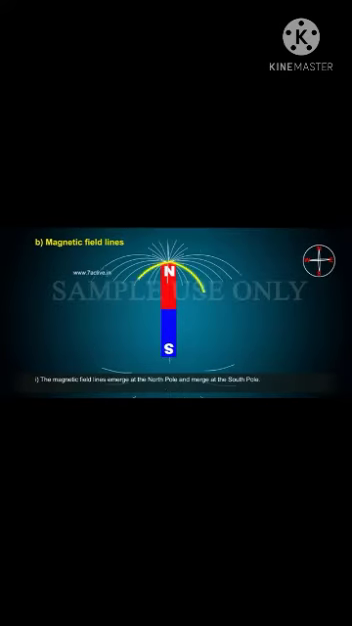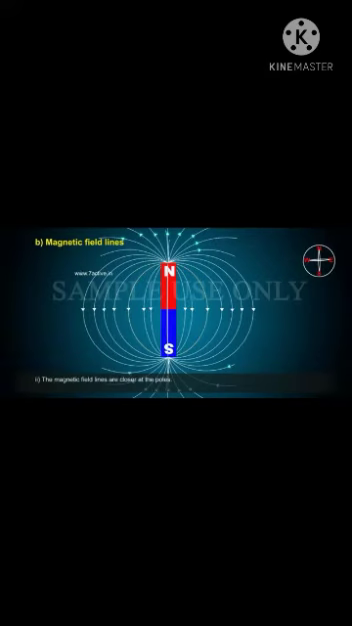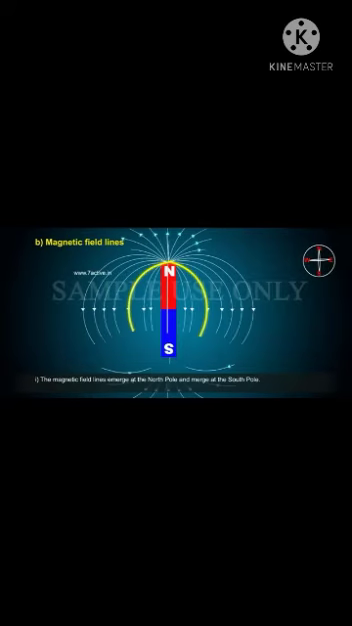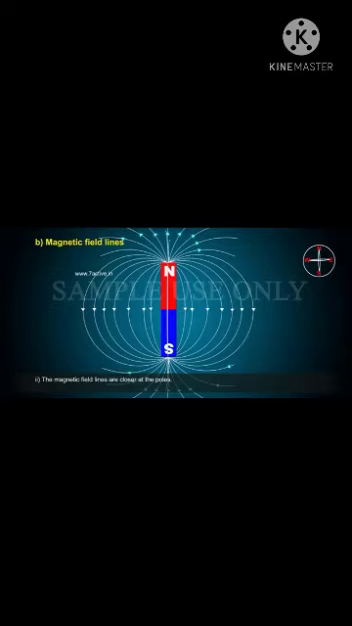Magnetic lines of force always start from North Pole and end to the South Pole. Magnetic lines of force are in a state of tension like a stretched string. Magnetic lines of force repel each other. Magnetic lines of force do not intersect each other.